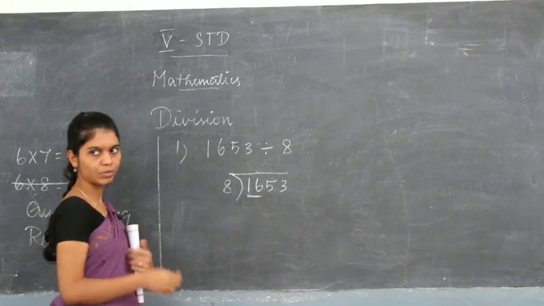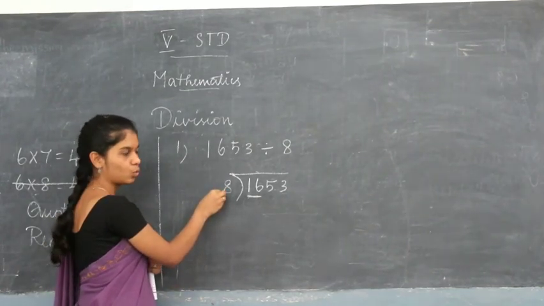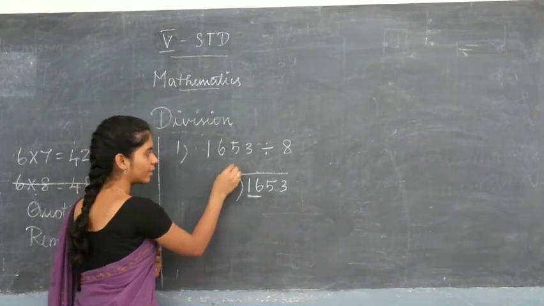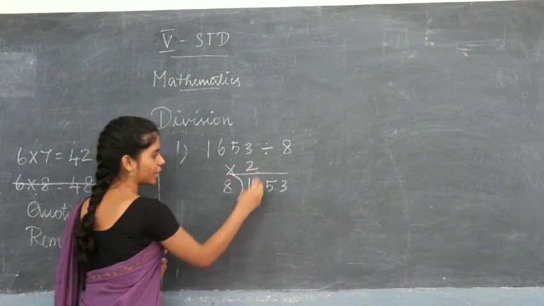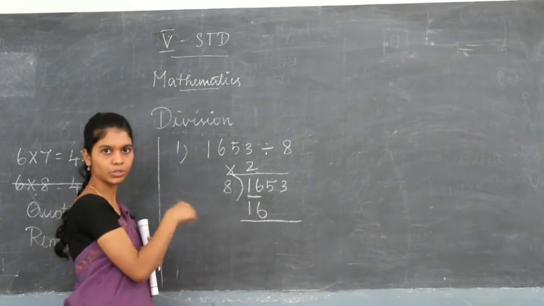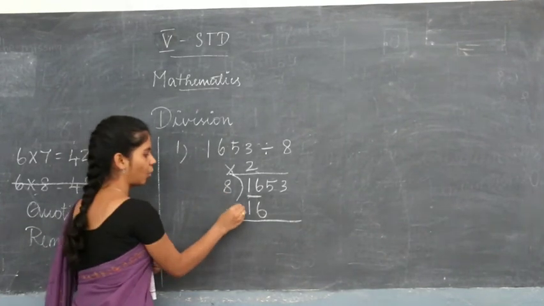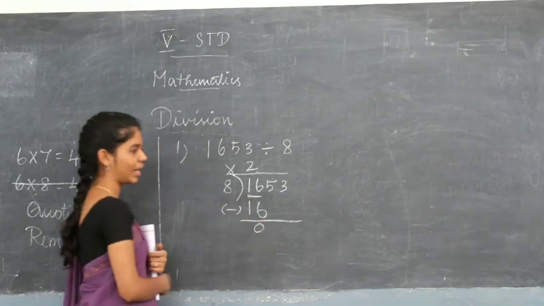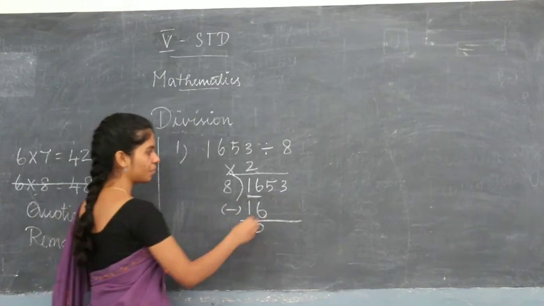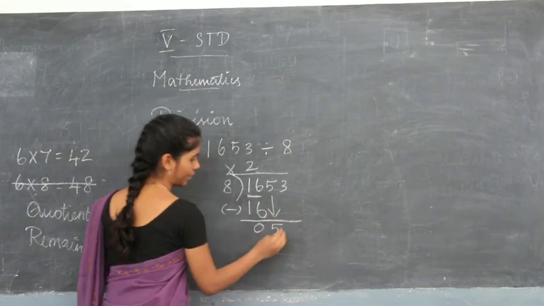Now what you should do? You should start telling tables. 8 ones are 8. 8 twos are 16. So 8 multiplied by 2 gives you 16. Now what you should do? You should subtract. So 16 minus 16 is 0. So you got 0 as your answer. Now what you should do? You should bring the next number down, which is 5.